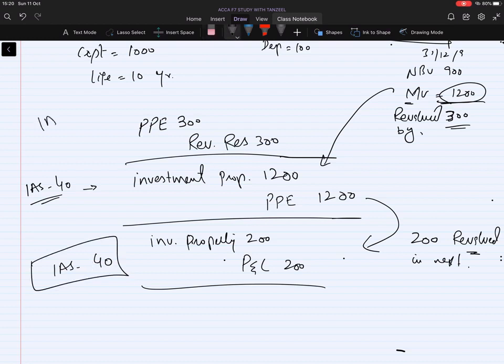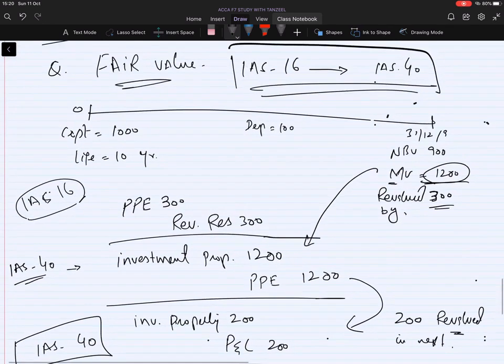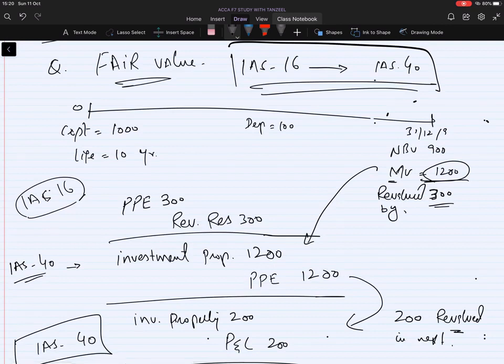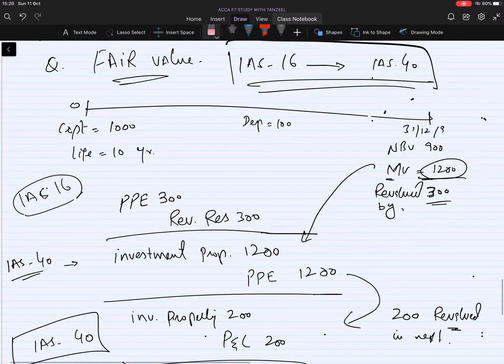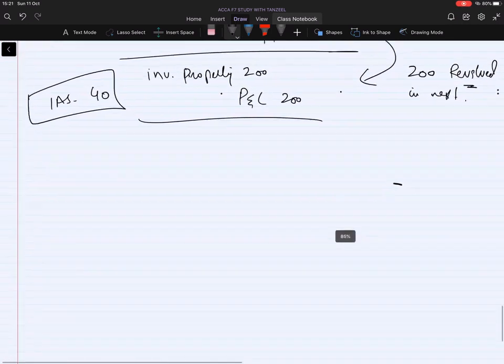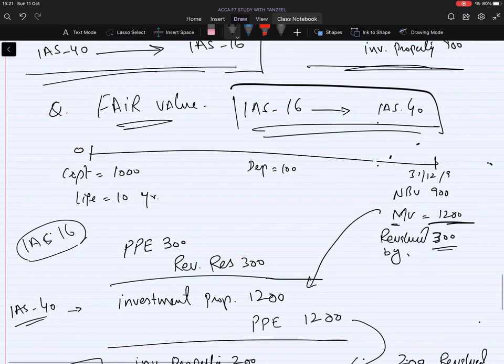This is IAS 16. So this is my point. Before, in a revaluation model, after this point you don't need to calculate any depreciation, because that depreciation will be calculated automatically. This is the main point. If you were using fair value and you are changing from IAS 16 to IAS 40, then book all the revaluation as per the previous standard, and after revaluation change the standard. This question was IAS 16 to IAS 40.